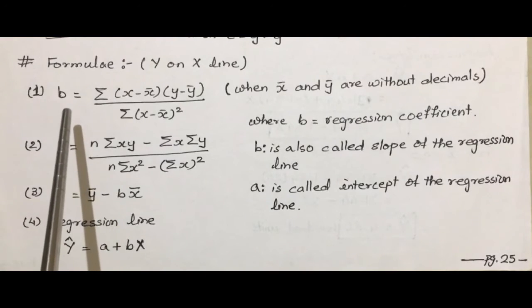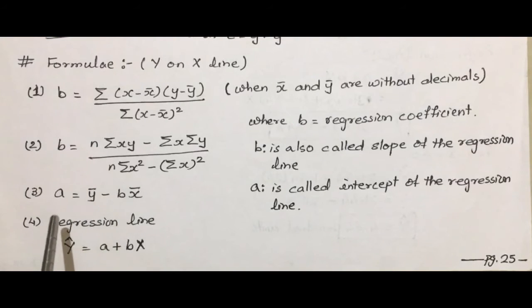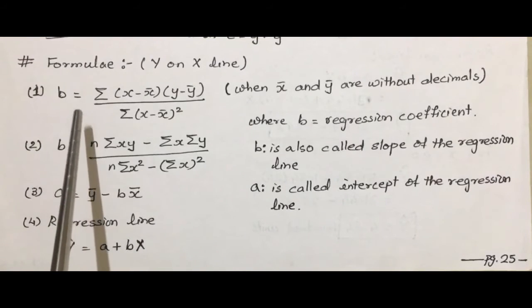So after we calculate the value of B, then we need to calculate the next constant, which is A, or in the model we have taken alpha. So in the equation we will mark it as A. So A is another constant whose formula is y bar minus B x bar. So to calculate A, the value of B is necessary.